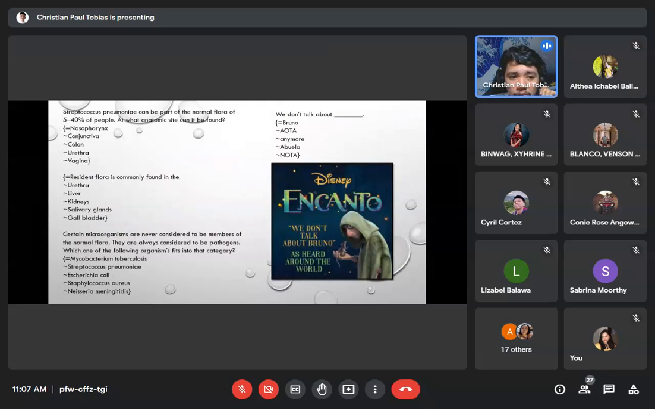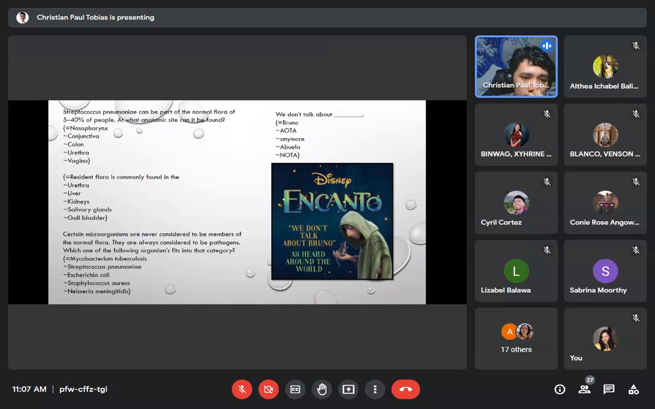And Streptococcus pneumoniae can be part of normal flora of 5 to 40% of people. At what anatomic site? Nasopharynx. Strep. Dito. Hindi naman pwede sa vagina, urethra, colon. Kaya nga, streptococcus. Alam niyo yung Strepsils? Para alam natin na ano yung bacteria dito, streptococcus. Ito may Strepsils ako dito. Strepsils for streptococcal infection. Nasopharynx. Saan ba ang pharynx dito?